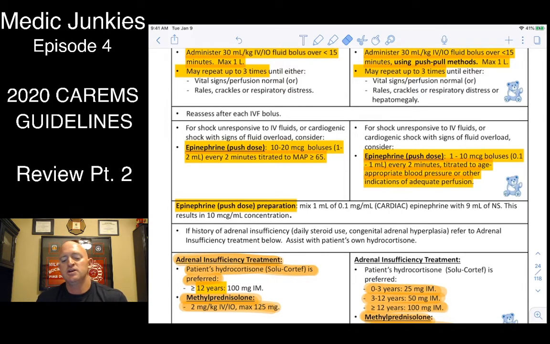Now with our kids, we can give 1 to 10 microgram boluses or 0.1 up to 1 cc every 2 minutes. Now, if it's a little kid, personally, if they're really shocky, I would probably give them about 0.5 cc's, see how they respond, and if they're not responsive to that 5 mics, then I'm going to go ahead and give them the full 10 mics or 1 cc at a time, okay? But there's really not a weight-based dose on that. It's just give them 0.1 to 1 cc.